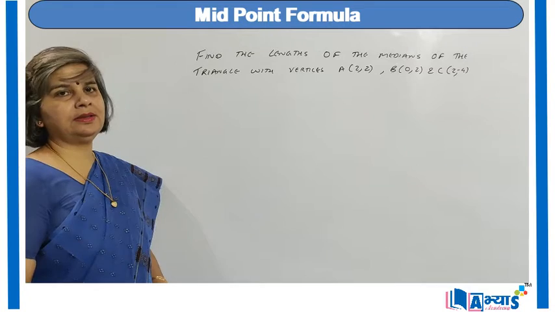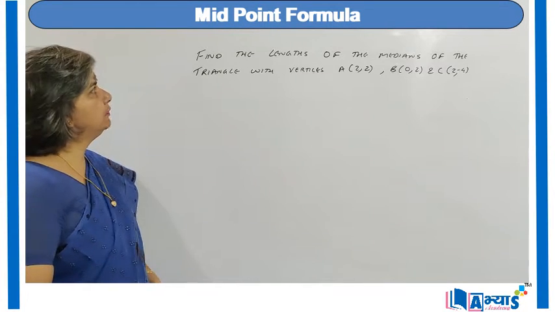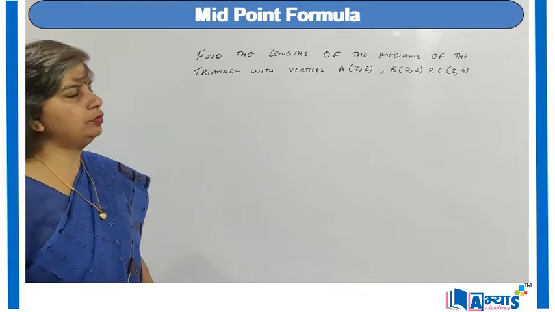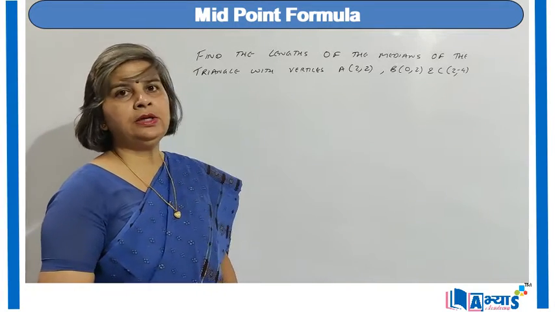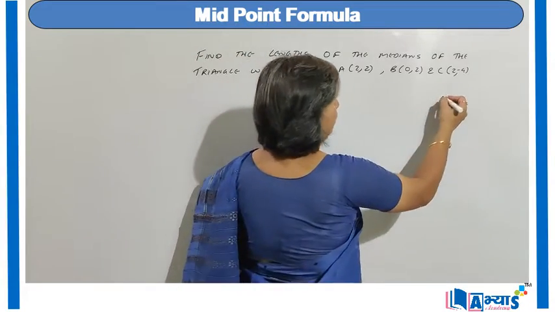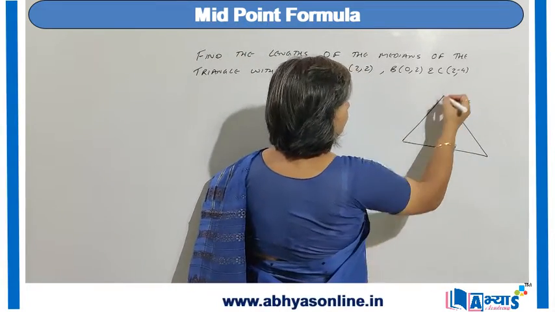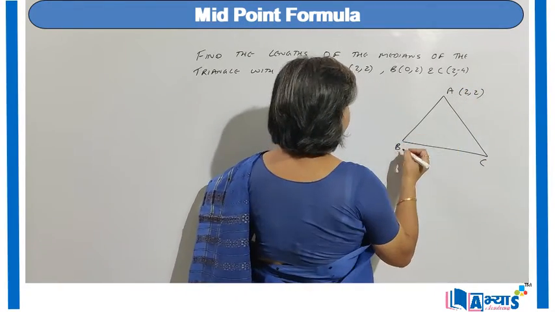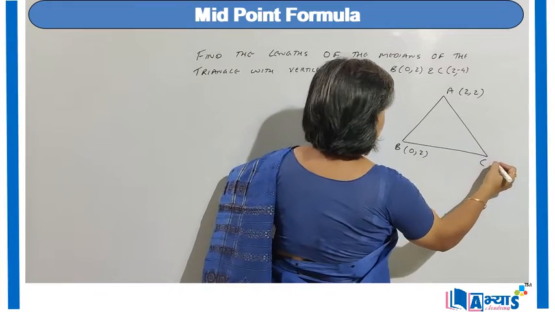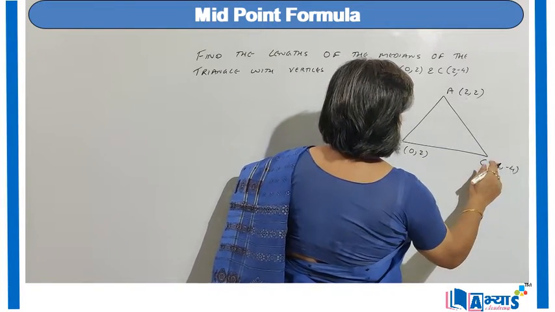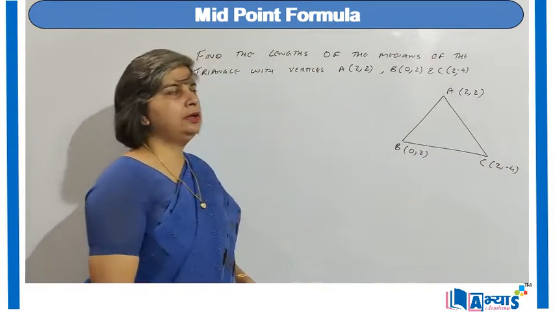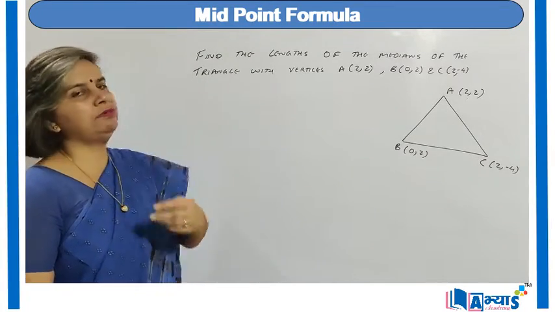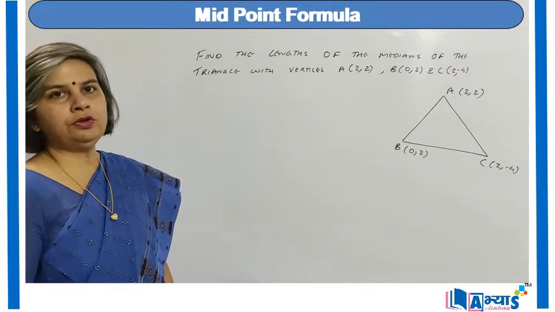Now let us take another example on the concept. Find the length of the medians of a triangle whose vertices are A (2, 2), B (0, 2) and C (2, minus 4). That means if we have a triangle ABC, A having coordinates 2, 2, B having coordinates 0, 2 and C having coordinates 2, minus 4, and we are supposed to find the length of the medians. Medians are basically the lines from the vertex to the midpoint of the opposite side.